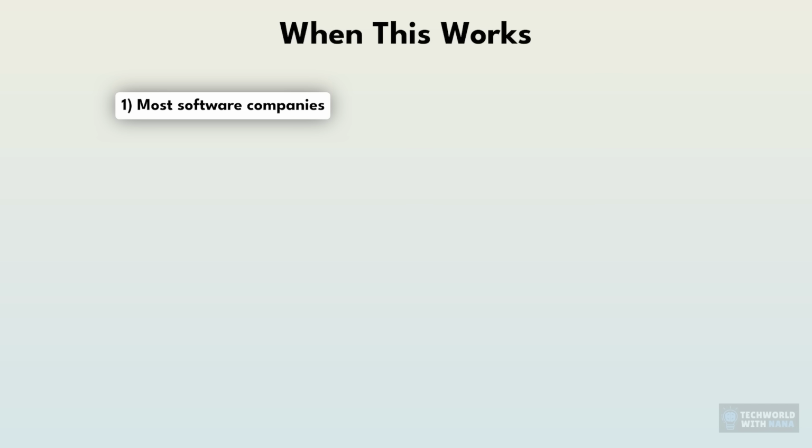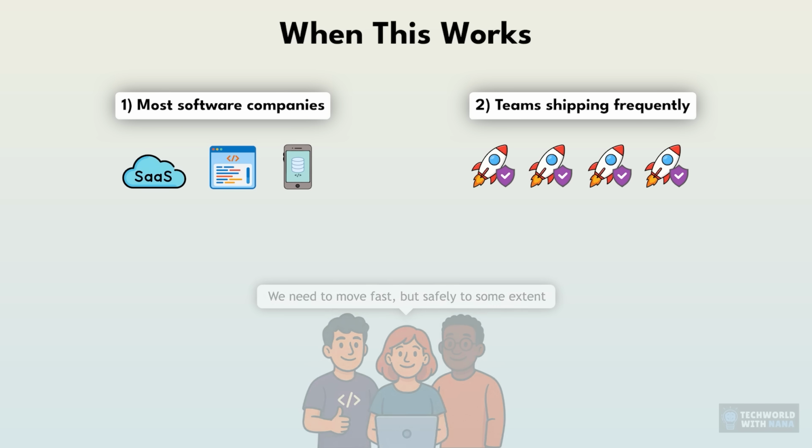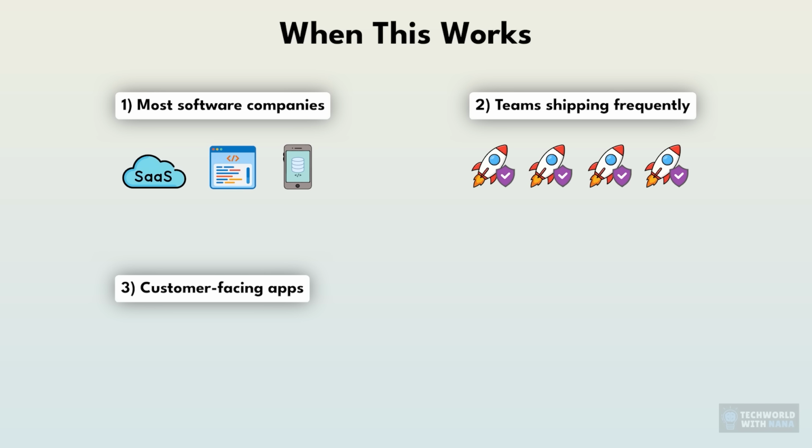Most software companies like SaaS products, web applications, mobile backends, this can be a standard approach for this type of companies. But also teams that want to ship frequently but still have low risk deployments, you can deploy with this multiple times per week while still feeling safe about each deployment. And for any customer facing application where bugs are not catastrophic, they are annoying and inconvenient, but they're not dramatically bad, like e-commerce, social media, productivity tools, this type of stuff, it's also a perfect approach for this.